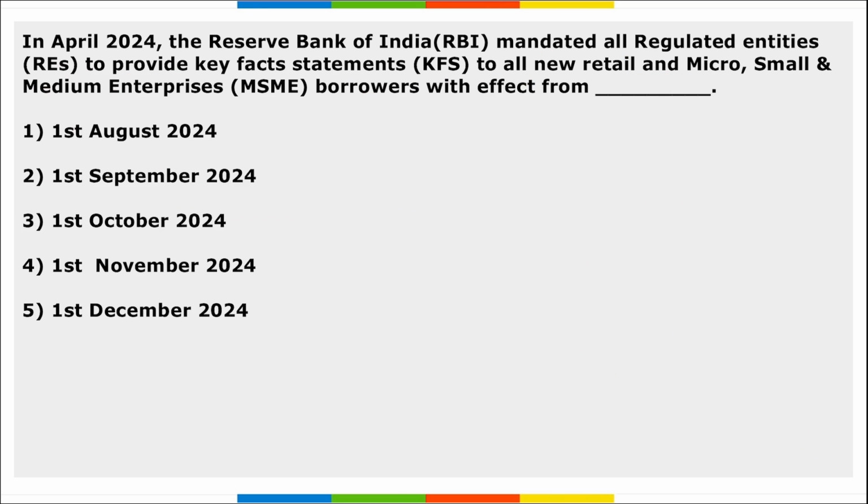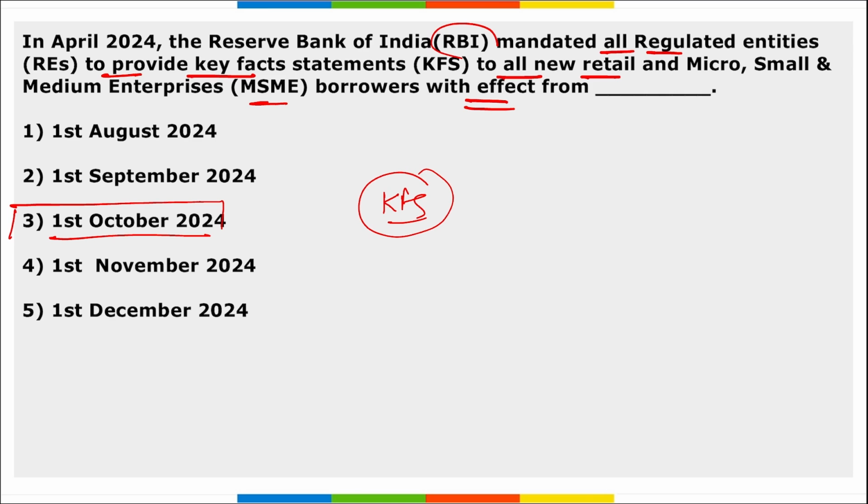Next, RBI mandated all regulated entities to provide key fact statements to all new retail and MSME borrowers with effect from 1st of October 2024. Here, KFS, that is your key fact statements, will include computation sheets of the APR and loan amortization schedule over the loan tenure.